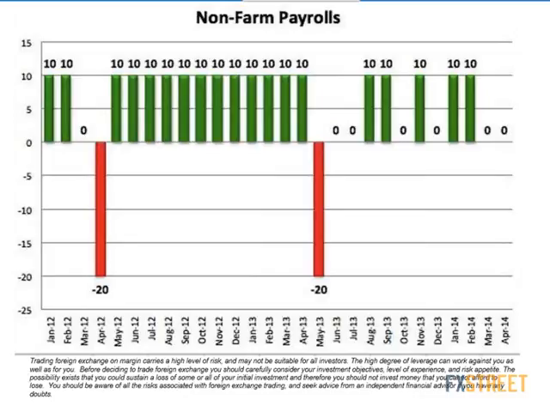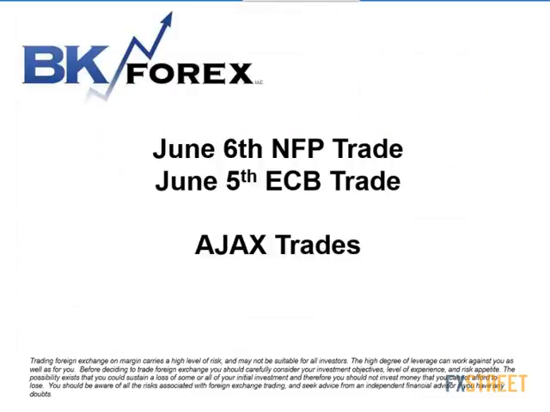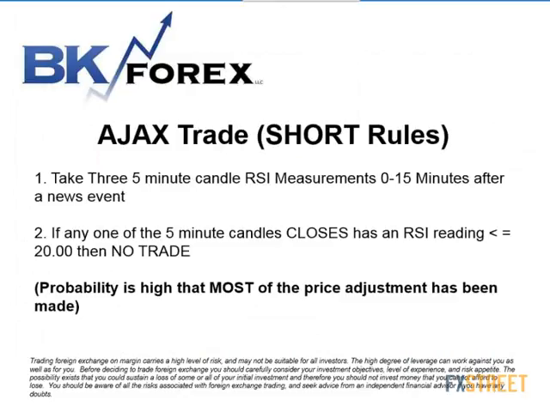So let me show you what the Ajax rules are, and then we'll get back to some examples. We're going to look at an example for NFP and an example for ECB. I'm going to show you just the short rules, because the long rules are completely opposite. We've got a lot of flavors of trading the Ajax, but for those of you learning it for the very first time, these are the most basic, vanilla rules.